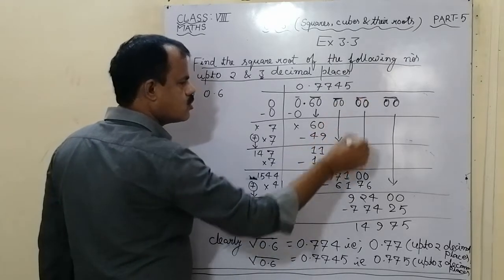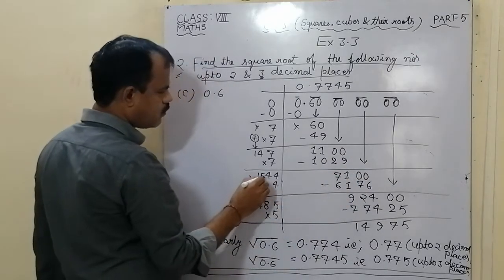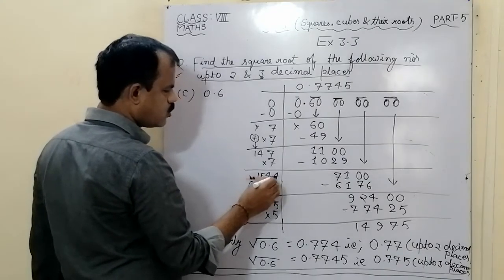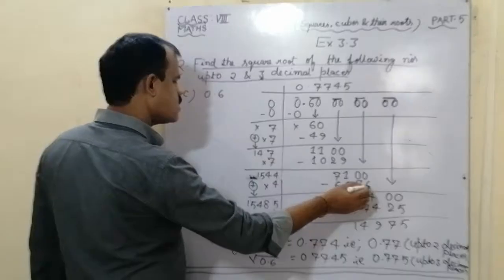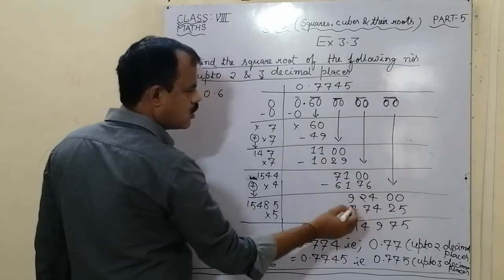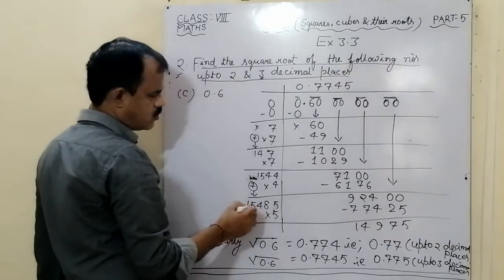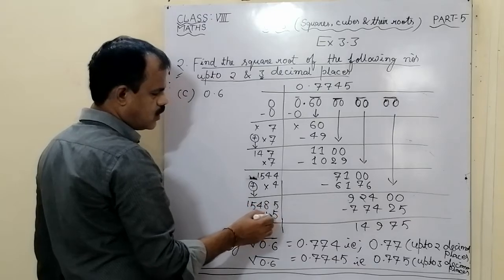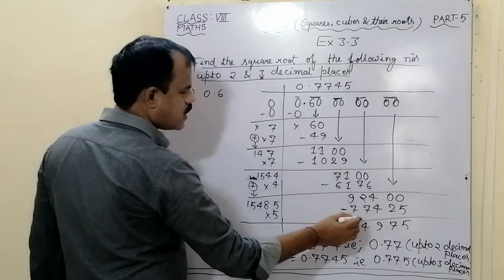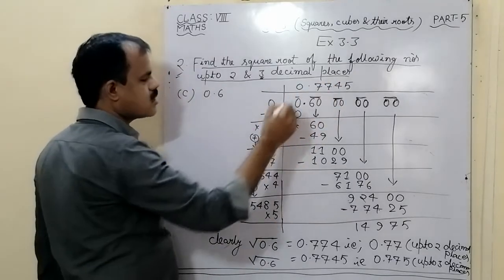Now bring down this 00. The number becomes 7100, and here we have 154. When we multiply 154 by 4, it becomes 616; 1544 into 4 becomes 6176. Subtract it, 924. Last pair 00, bring down, so it becomes 92400, and we write here 5. 15485 into 5 becomes 77425. After subtraction, it becomes 14975. So we found 4 decimal places.